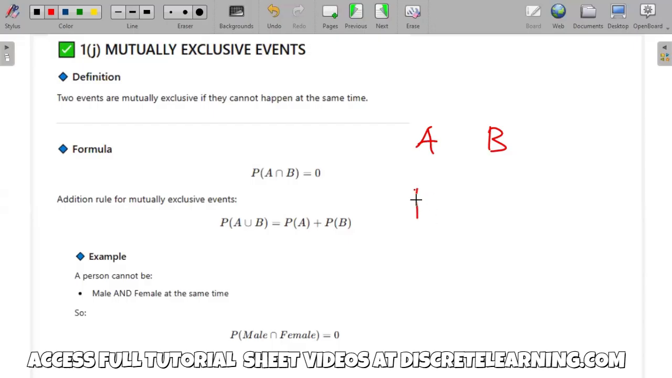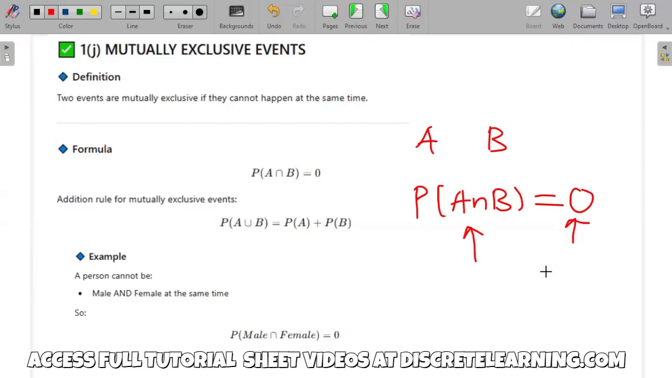So meaning that the probability of A intersection B will just be what? Zero. So in most cases, this is the most important thing that you have to know. When you talk about mutually exclusive events, what should come to your mind is that the probability of their intersection, those two events that you are talking about, is what? Zero.